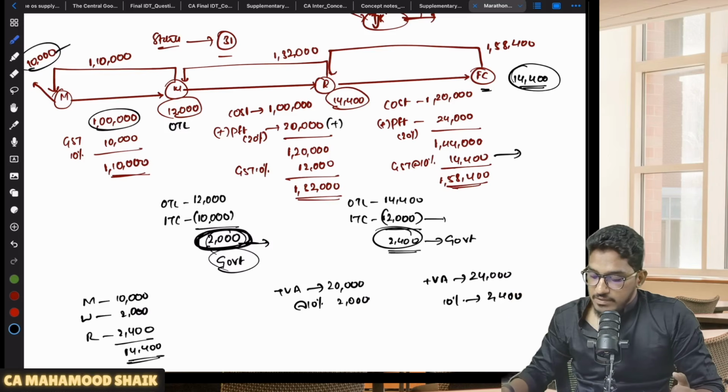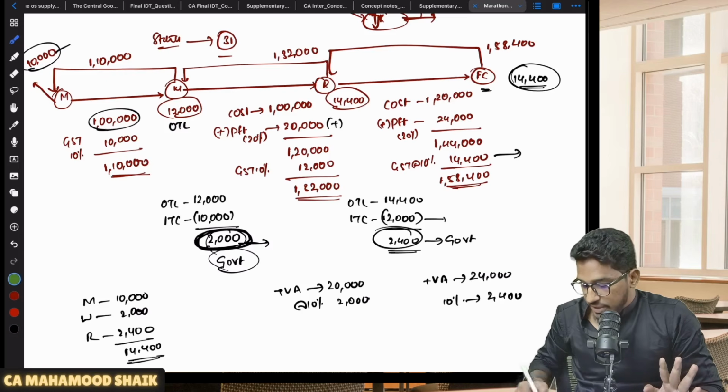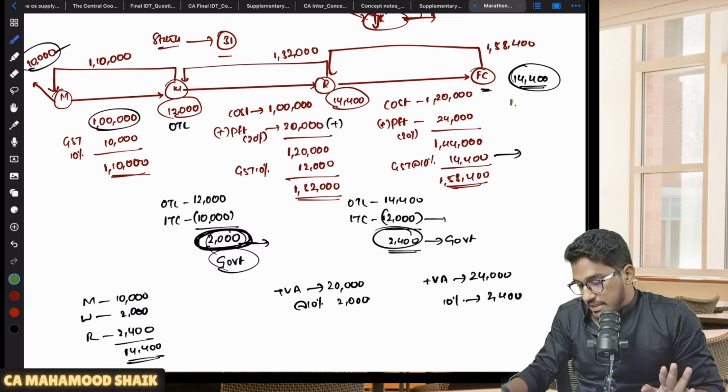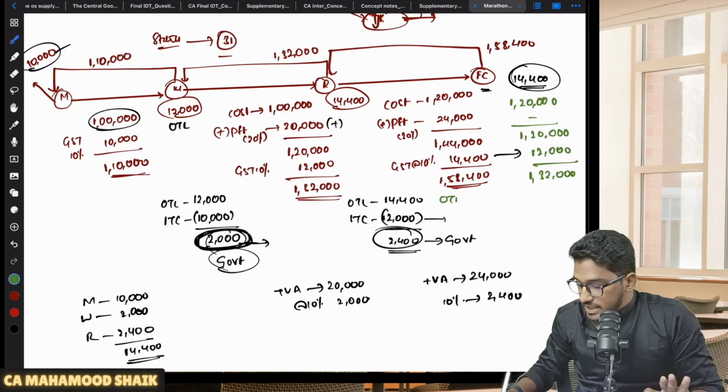Let us say, for example, the retailer is selling on a cost-to-cost basis without adding any profit margin, at 1,20,000 rupees only. Take a typical scenario: cost 1,20,000, no margin, selling price also 1,20,000. He will collect GST at the rate of 10%, amounting to 12,000, total 1,32,000. Now his output tax liability will become 12,000. And anyhow, he is having an input tax credit of 12,000.